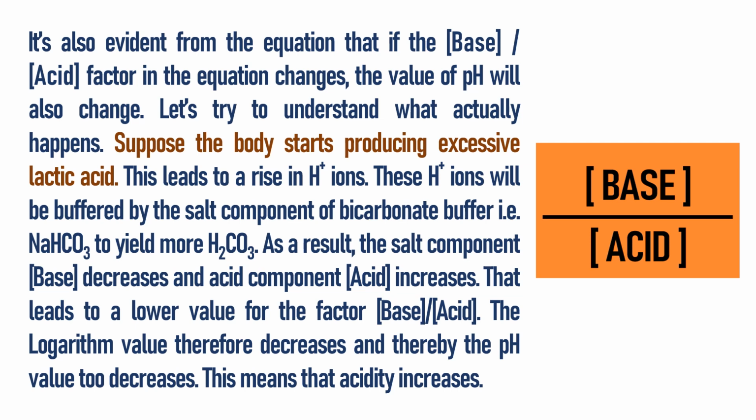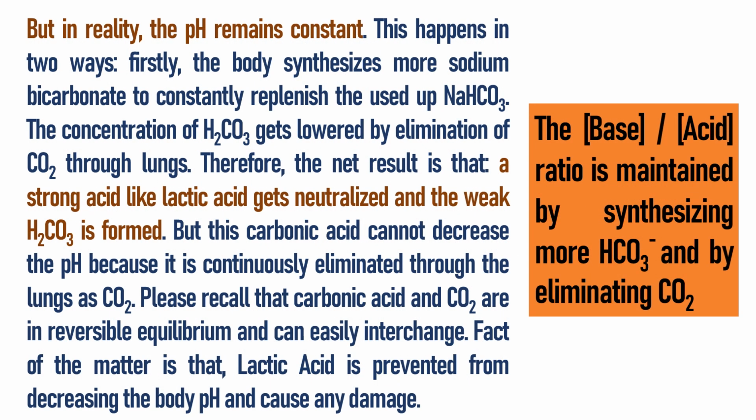These hydrogen ions will be buffered by the salt component of bicarbonate buffer, that is, sodium bicarbonate, to yield more carbonic acid. As a result, the salt component decreases and acid component increases. That leads to a lower value for the factor, base divided by acid. The logarithm value therefore decreases, and thereby the pH value decreases. This means that acidity increases. But in reality, the pH remains constant.